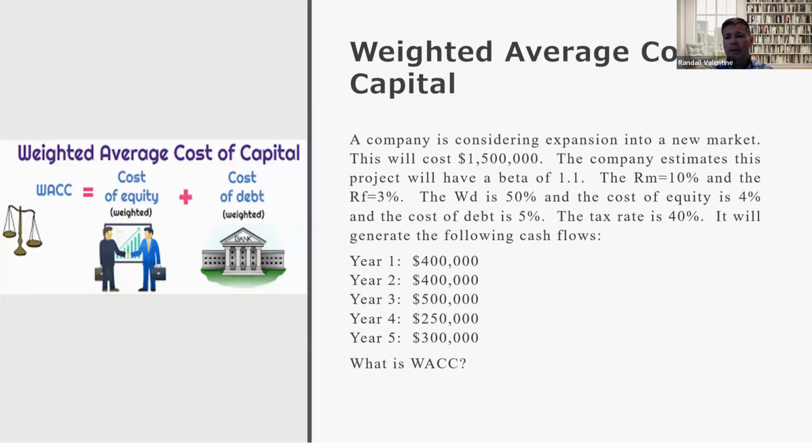Cost of equity is 4%. Cost of debt is 5%. So the tax rate is 40%. So that is the information we need to use to solve WACC. Now, the cash flows that are in this problem, we don't need those until we start to compute our NPV and IRR type of problems. And so what we're going to do in this case is go through and set up WACC and solve it.